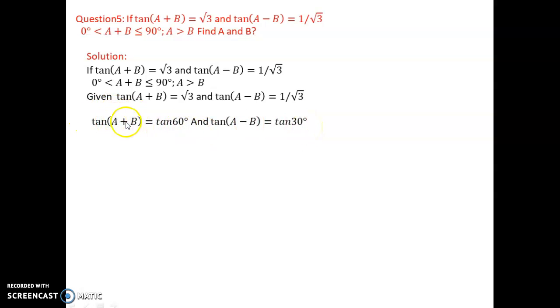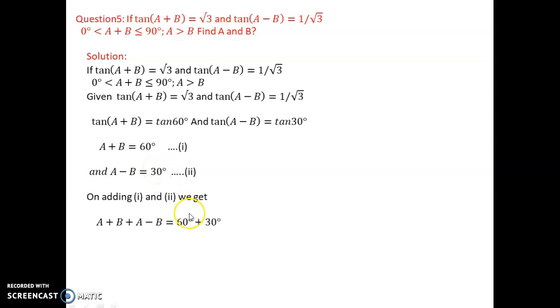So these trigonometric ratios will be equal if the angles are equal. So a plus b must be 60 degrees, a minus b must be 30 degrees. We call these equations 1 and 2. On adding equations 1 and 2, a plus a will be 2a, b minus b cancels out, 60 plus 30 will be 90, and 2a is equal to 90, so a will be 90 by 2, that is 45 degrees.